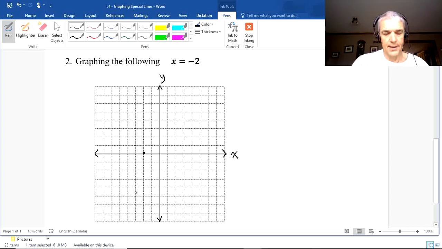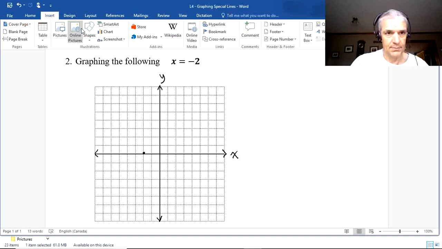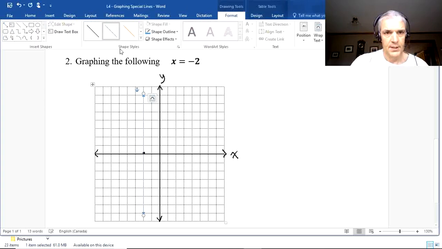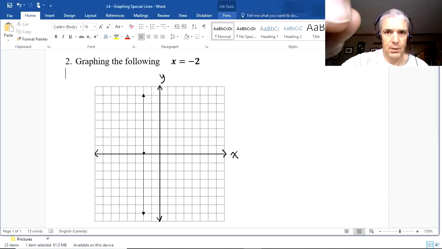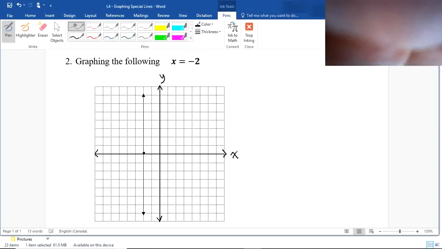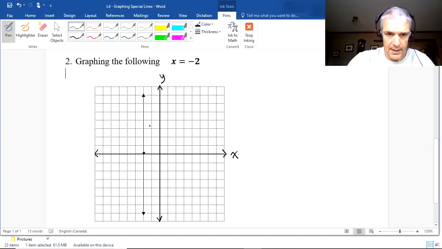Now I will simply graph the line. I'll grab my insert tool, and here's my line. I'm going to go right here, straight up and down. This one is now a vertical line, okay? It should be perfectly vertical, straight up and down, and I'm done. Now I can label my graph. I'll label it like this: x equals minus 2, all done.